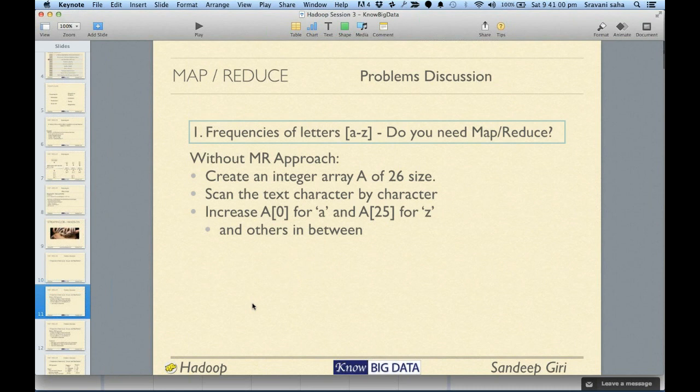So without the MR approach, you will simply create an integer array A of size 26, scan the text character by character, and then increase A0 for a small a, A25 for z, and others in between, right? A1 if the letter is B. This is the traditional approach which we had been using, right?